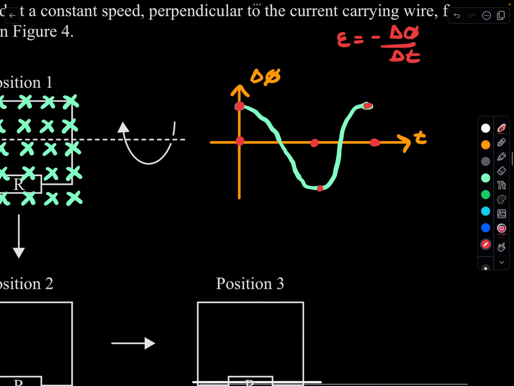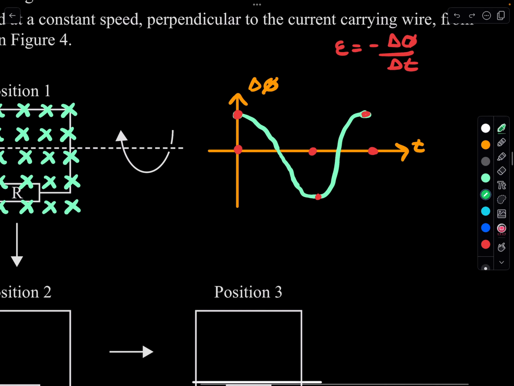So let's have a look at the gradient from here to here. We can see that it's decreasing because it's going down, so it has a negative gradient. But Faraday's law says that if the gradient is negative, it's multiplied by another negative, so it's going to be positive. So it actually has to be above. Basically, it's going to have a shape like this. Can you see how a positive EMF is going to be generated?